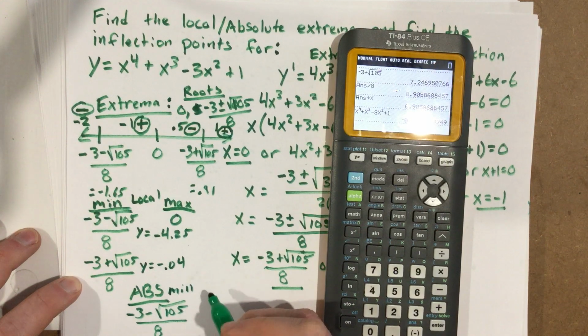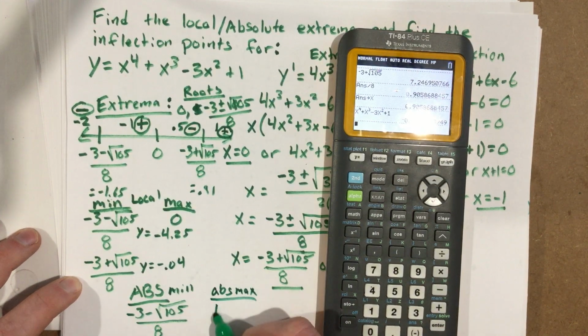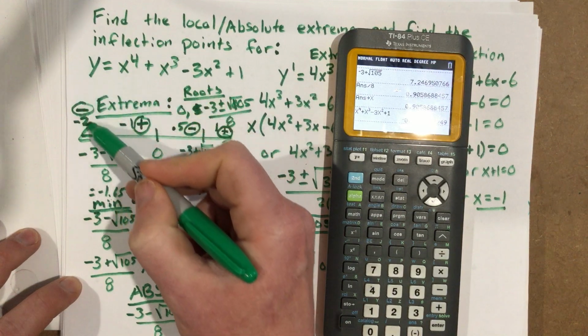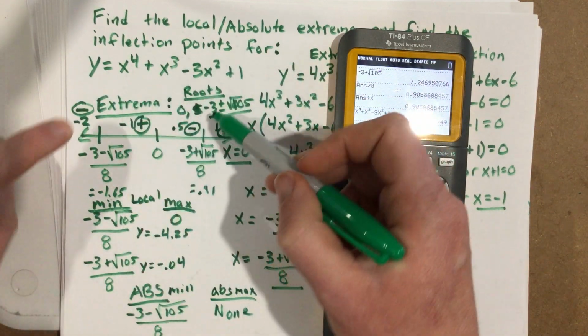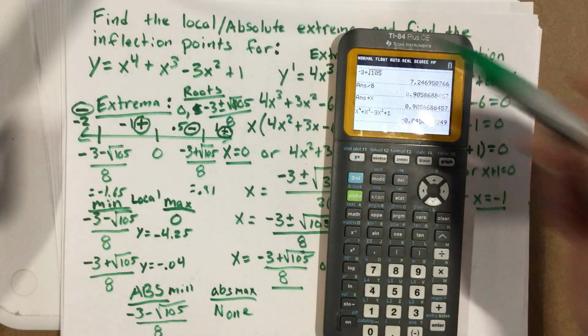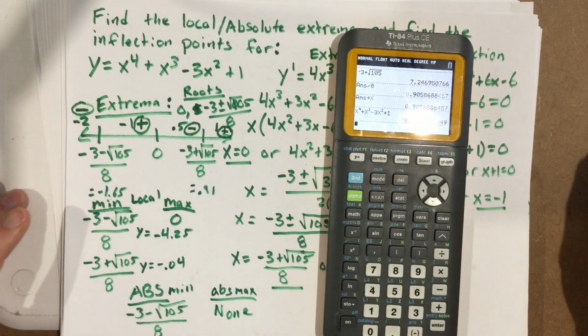And I don't have, so there's no absolute max. So absolute max, none. There is no absolute max because remember this thing is dropping here, then going up, then going back down, then going back up. So there's no absolute max value because both ends are going to infinity. Now, that takes care of my local mins and maxes.